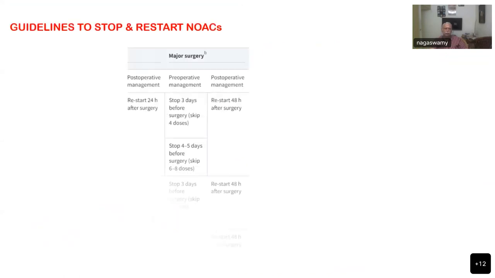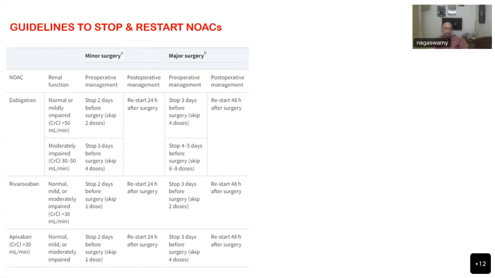Guidelines to stop and restart. Of course, he mentioned various things. There, based on the renal function, there is preoperative management and postoperative management, depending upon major surgery and minor surgery. So this classification will help for all these drugs.